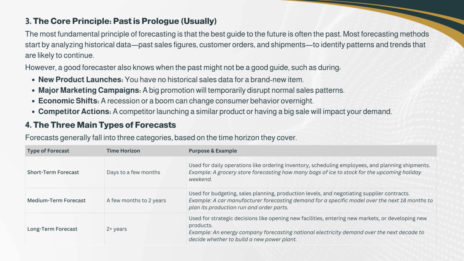Medium-term forecast: a few months to 2 years. Used for budgeting, sales planning, production levels, and negotiating supplier contracts. Example: a car manufacturer forecasting demand for a specific model over the next 18 months to plan its production run and order parts. Long-term forecast: 2+ years. Used for strategic decisions like opening new facilities, entering new markets, or developing new products. Example: an energy company forecasting national electricity demand over the next decade to decide whether to build a new power plant.